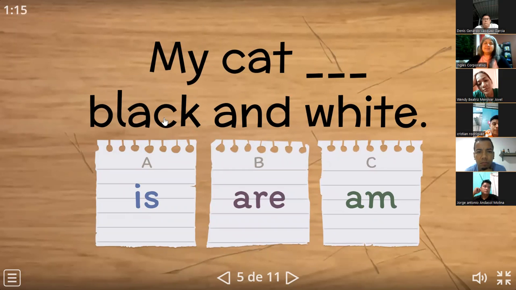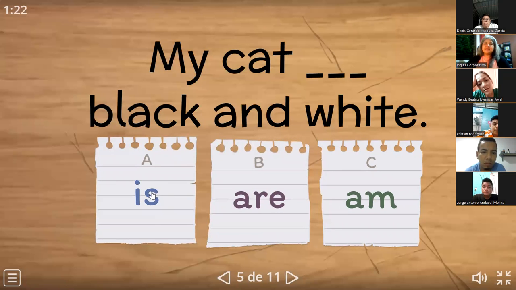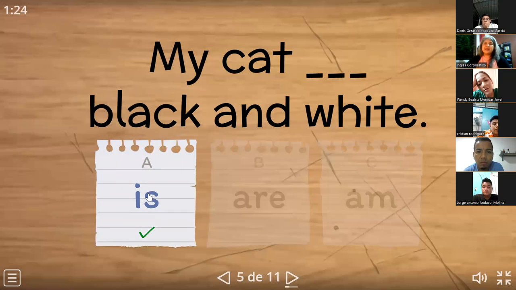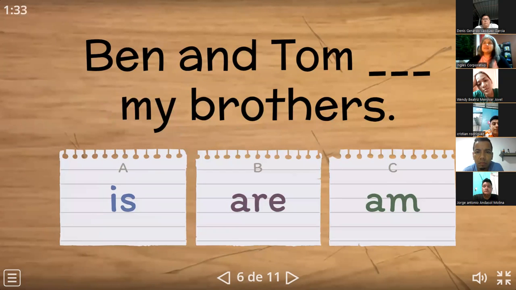My cat is black and white. Okay, my cat is black and white. Okay, Ben and Tom. Is my brother. Is? Remember, there are two people here, Ben and Tom. Are my brothers. Are my brothers. Okay.